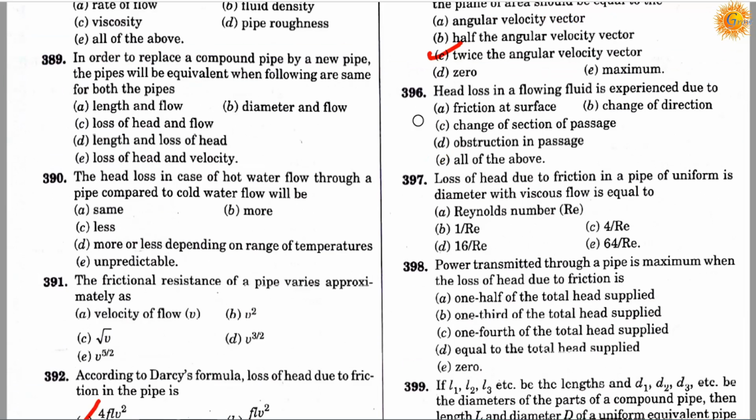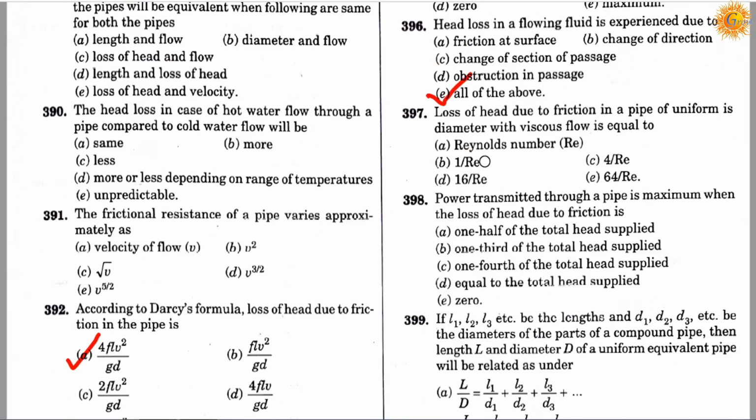Question number 396. Head loss in a flowing fluid is experienced due to: option A, friction at surface; option B, change of direction; option C, change of section of passage; option D, obstructions in passage; and option E, all of the above. So the correct answer is E. It will be all of the above.